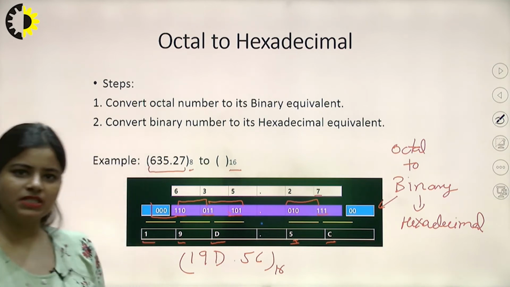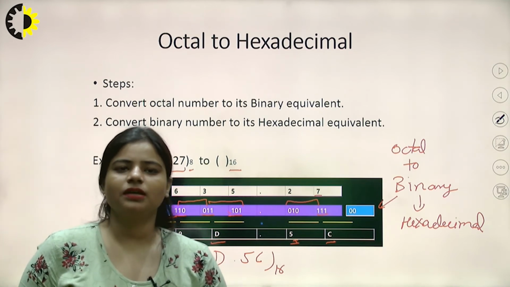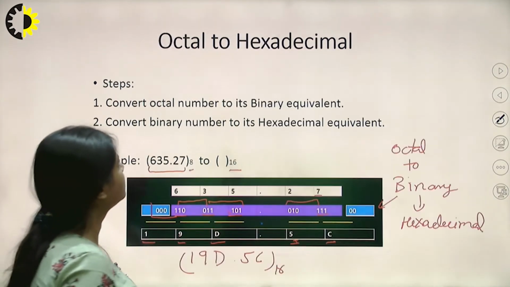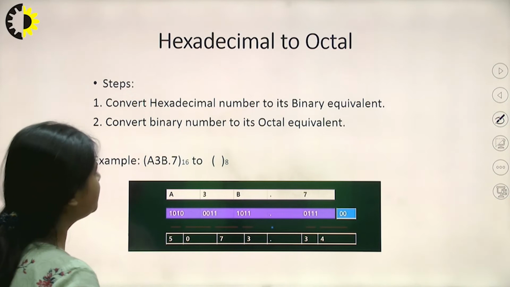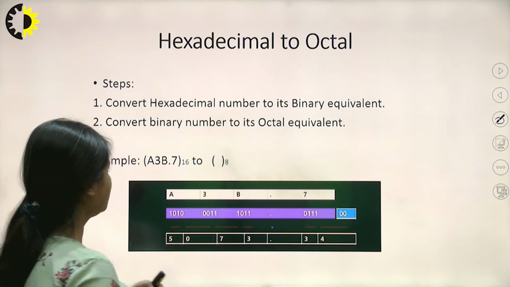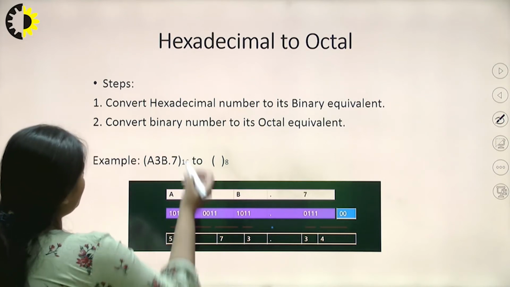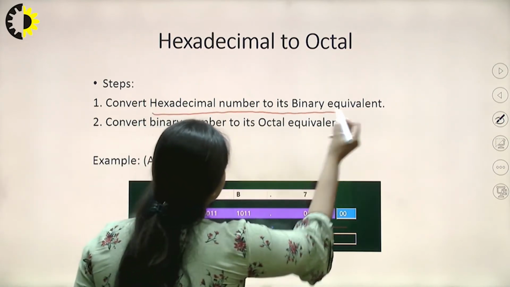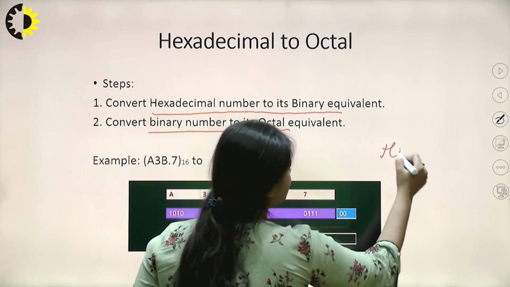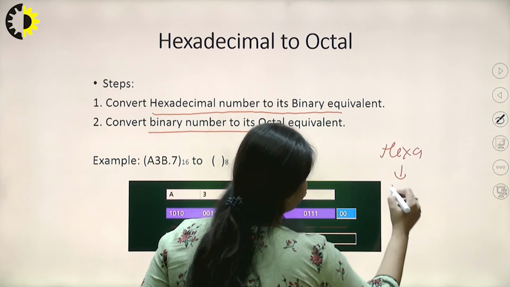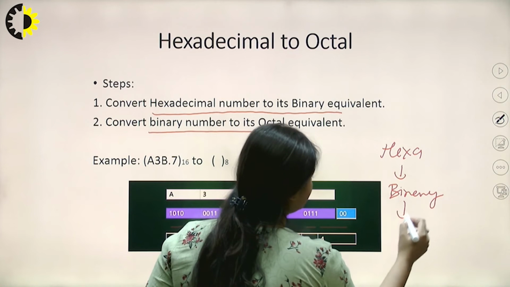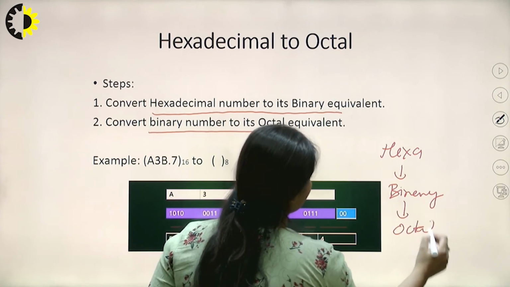Okay. So we will see again the vice versa process, hexadecimal to octal. Again we will follow the reverse process. We are basically going to convert the hexadecimal number to binary and then binary to octal. We will follow these steps.